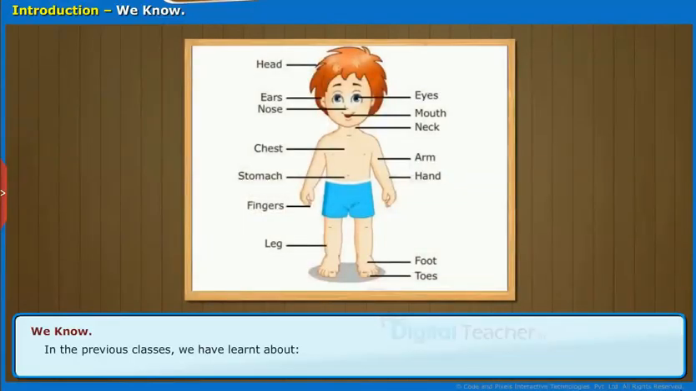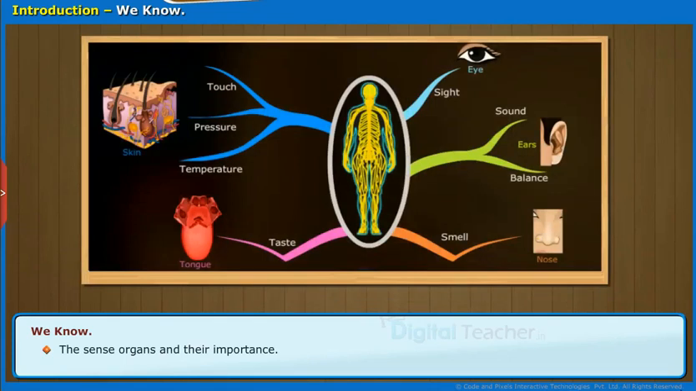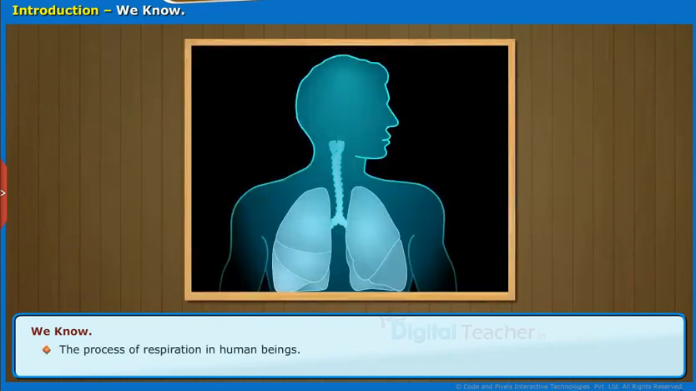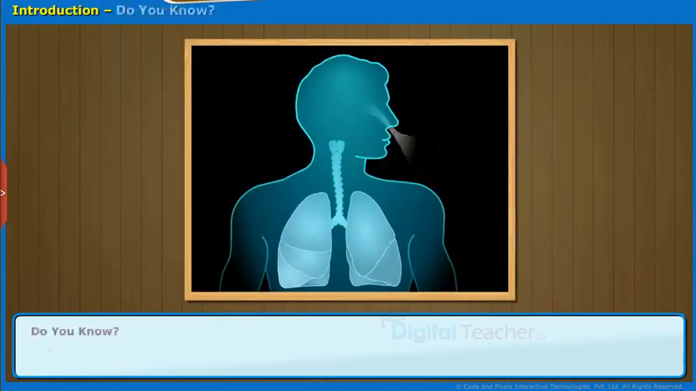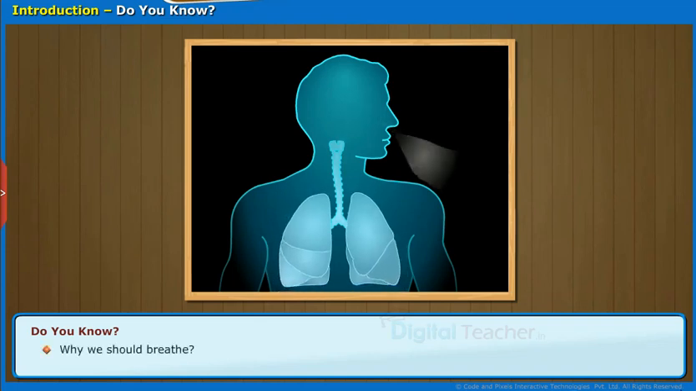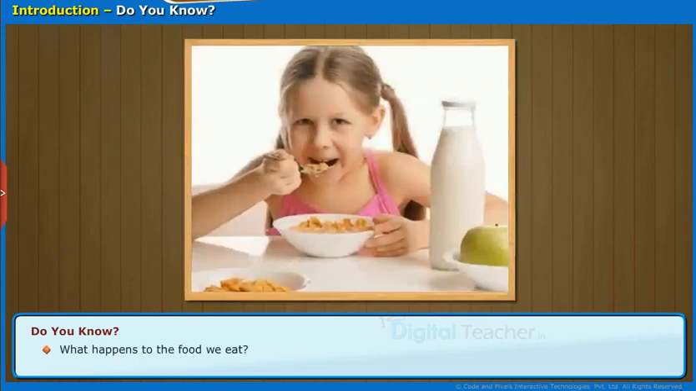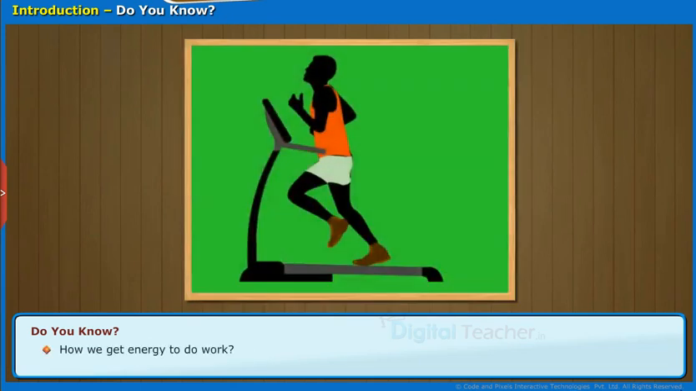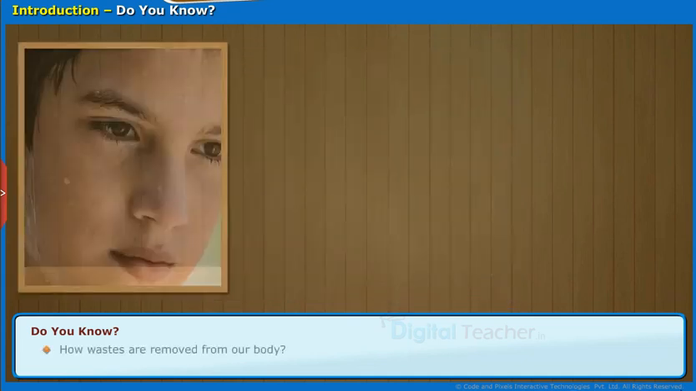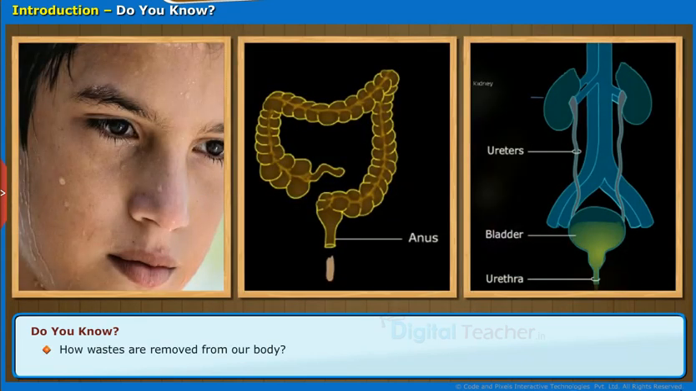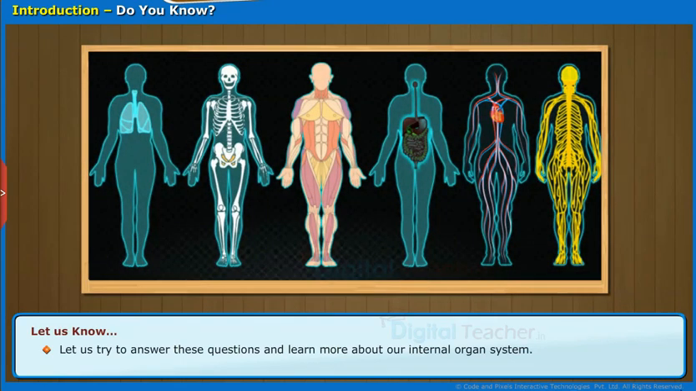In the previous classes, we have learnt about the external organs of the body, the sense organs and their importance, the protection of our sense organs, the process of respiration in human beings. Do you know why we should breathe? What makes our body stand erect? What happens to the food we eat? How we get energy to do work? How wastes are removed from our body? Let us try to answer these questions and learn more about our internal organ system.